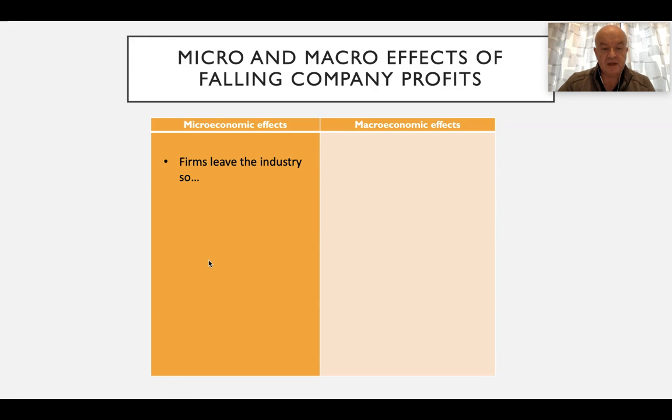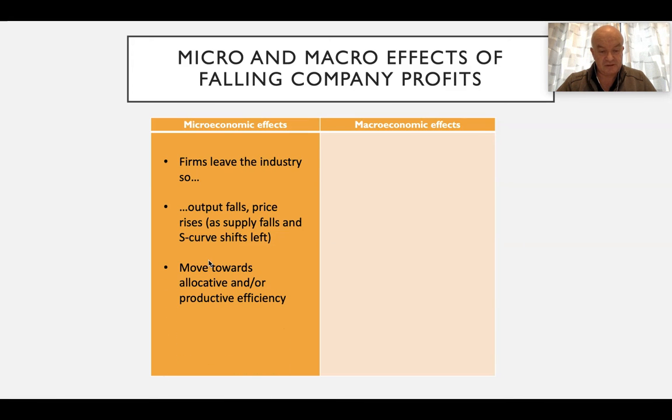First things first, if businesses are in markets where company profits are falling, firms are likely to leave that industry. Okay, and if that happens, output will fall, prices may rise as supply falls and the supply curve shifts to the left. So this is from a microeconomic standpoint. Okay, that could actually, to some degree, move towards better allocative and or productive efficiency, where the allocation of resources might become more efficient in that sense.